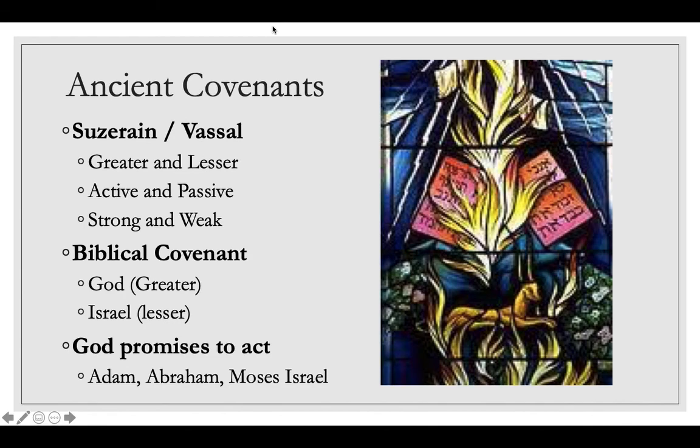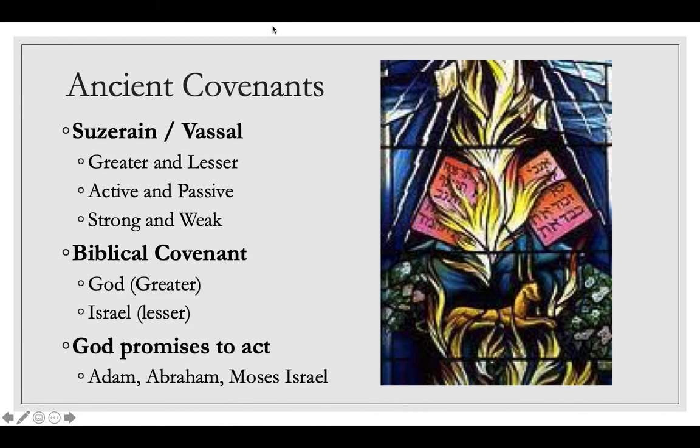Now, what does that mean? Well, the suzerain was the lord or the master. The vassal was the servant or the lesser person. So the covenant becomes a relationship between a greater and a lesser power. The greater is active, it does stuff. The lesser is passive. So usually the way this worked is the suzerain would have been a powerful warrior king who would offer protection for the vassal as long as the vassal then promised to be faithful and support the king. And so you get this relationship between the greater and the lesser, the stronger and the weak.